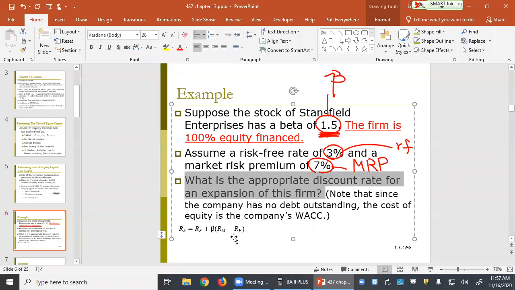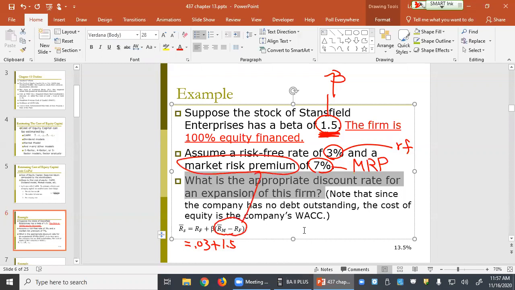So here's the CAPM equation, so let's just plug in the numbers. Our risk-free rate is 3%. Our beta is 1.5. Now, the market risk premium is 7%. Where is the market risk premium in the equation? It is this term in the parentheses. Okay, this is the market risk premium.